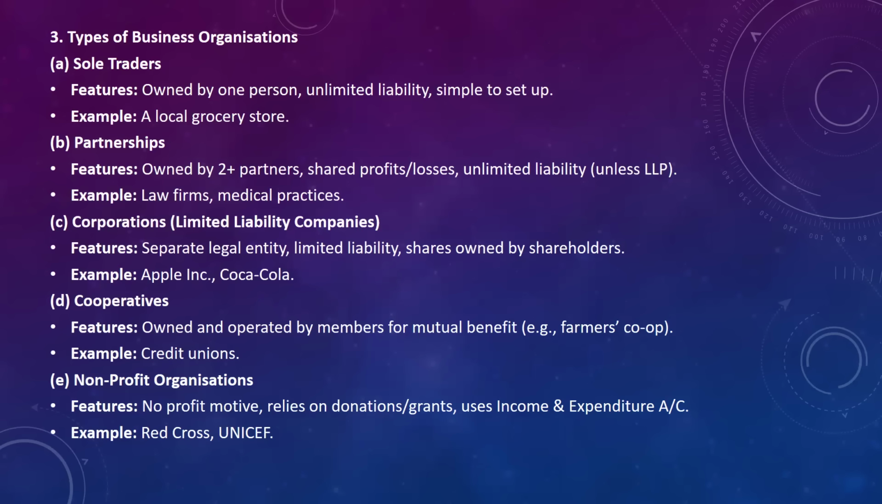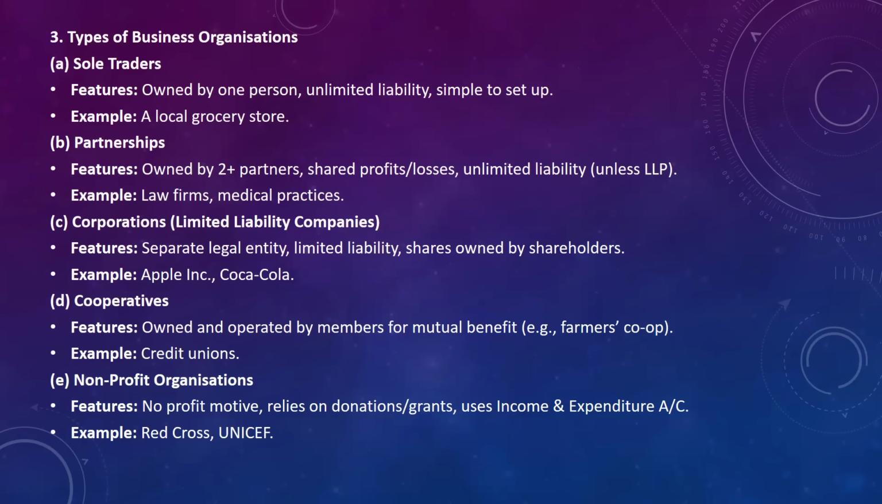Then you would have done partnerships, which is a business owned by a minimum of two and a maximum of how much? 20. Anybody? 20. Right. 2 to 20 owners, right?